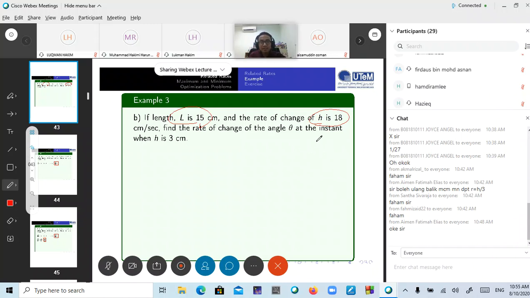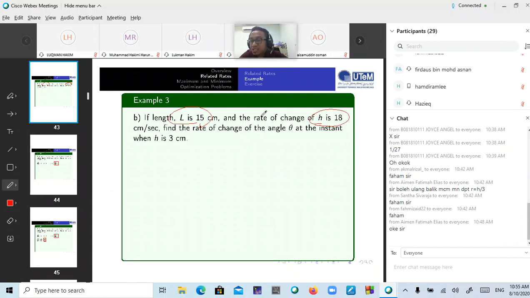So, dia dah cakap, maksudnya ini adalah dH/dt. dH/dt adalah apa tu? 18. dH/dt equal to 18. So, awak kena tahu juga, dH/dt ni positif ke negatif? So, dia akan jadi positif sebab dia naik. Makin naik, makin naik. Sebab dia menaik, dH/dt will become positive.